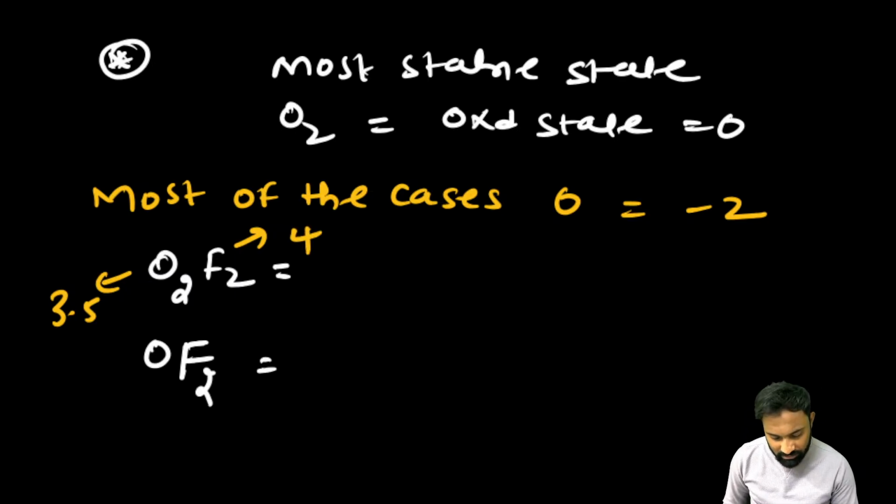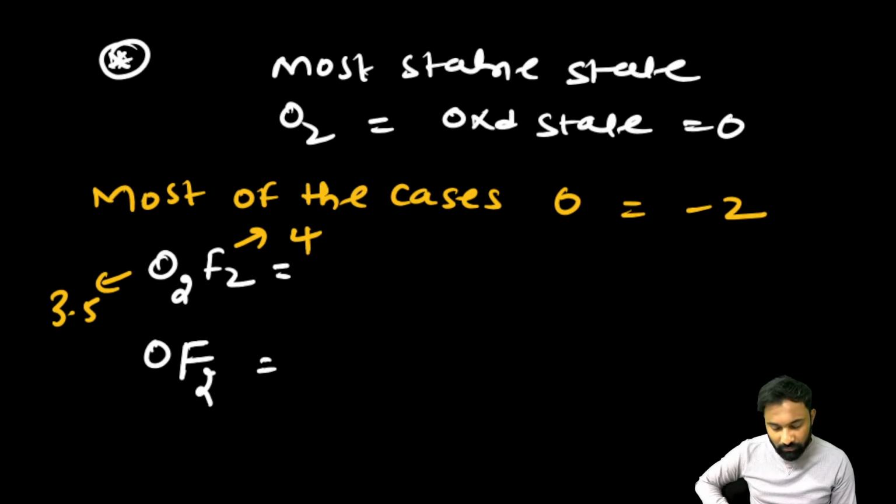Among oxygen and fluorine, which is more electronegative? Fluorine is more electronegative. Just now I explained the very key point. What is that key point? The more electronegative atom will drag the electron towards itself. So fluorine, being more electronegative, will drag the electron towards itself, right? Here, how many fluorines do we have? 2 fluorines. How many oxygens? 2 oxygens.